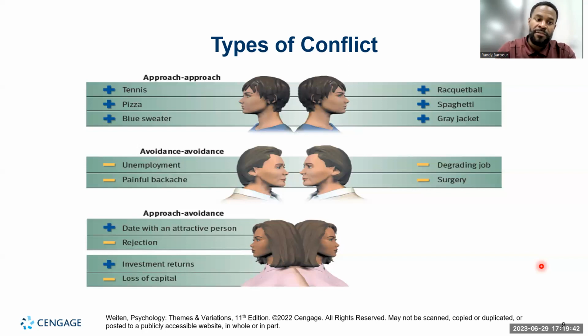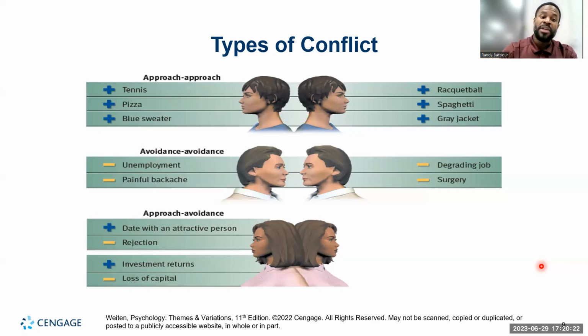The other type of conflict is avoidance-avoidance. These are two situations that you don't want to happen, right? You don't favor either of these options, right? So if you're working a job, here are two things that you don't want to happen. You don't want to be unemployed, so you can't just quit your job. But if you stay in your job that is degrading, or they're overworking you, it's really stressful, then you have to make a decision between the two, right? Painful backache or surgery. These are two things that you don't want to happen, right? But you have to make a decision. It's that internal conflict that's happening on the inside that, again, forces you to make a decision one way or the other.